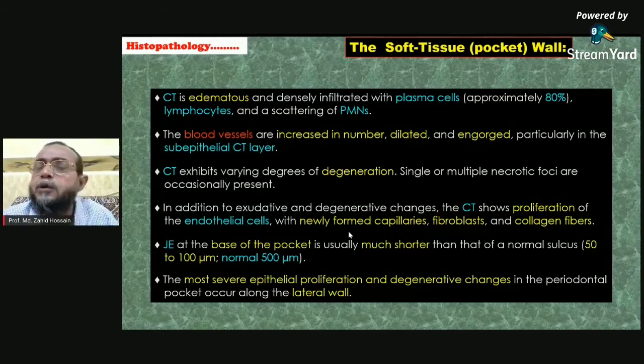So the endothelial cell will be proliferated and bigger. The vessel becomes engorged and dilated and forms capillaries. Also more and more capillaries will be formed. Fibroblasts will come and collagen fibers also. You will find proliferation occurs.